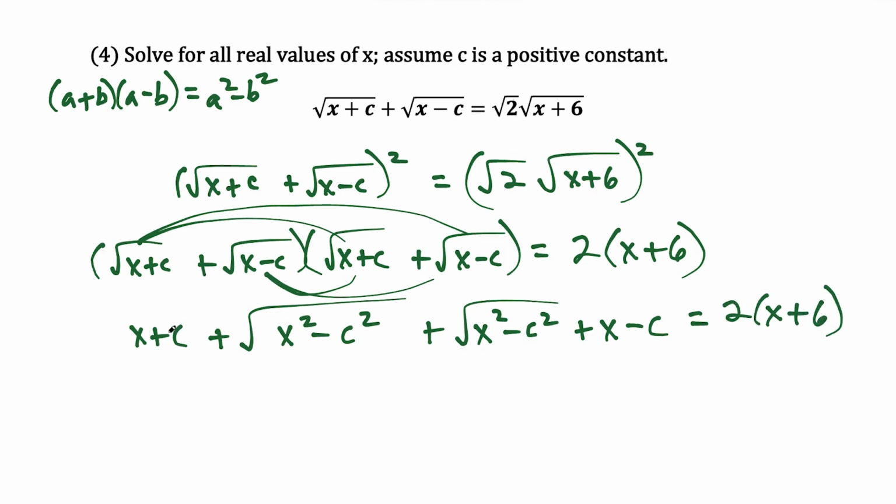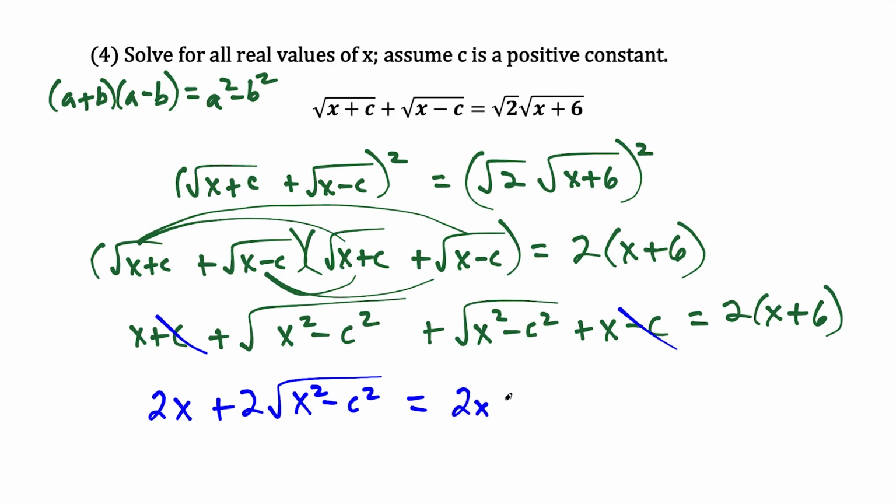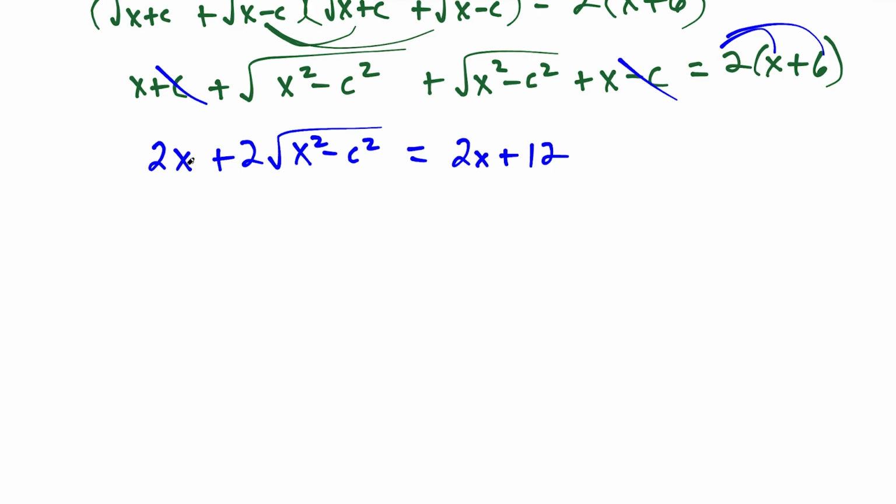So now we combine like terms, and we have c minus c canceling out. We have x plus x is 2x, and then we have plus 2 times the square root of x squared minus c squared. And this is equal to, on the right side, we have 2x plus 12 after we distribute. So notice we have matching 2x's on both sides, so we could just subtract 2x on both sides, and we have 2 times the square root of x squared minus c squared is equal to 12.